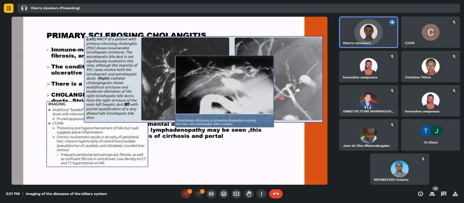So on this patient, we can see that the extra and the intrahepatic duct are mainly involved. We can see the very narrow lumen, which is characteristic of sclerosing cholangitis.